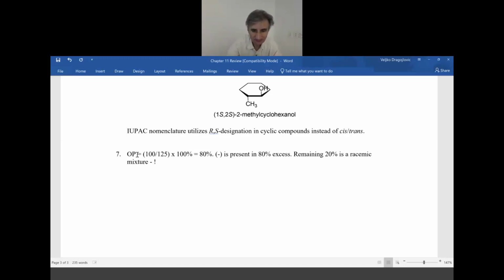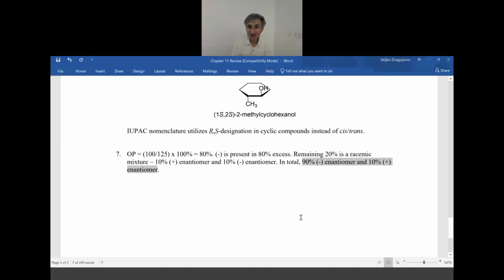And so that means 10% is plus enantiomer and 10% minus enantiomer. So in total, you have 80 plus 10, 90% minus enantiomer and 10% plus enantiomer. So this would be your test answer. On the test, you would simply type it up like this.